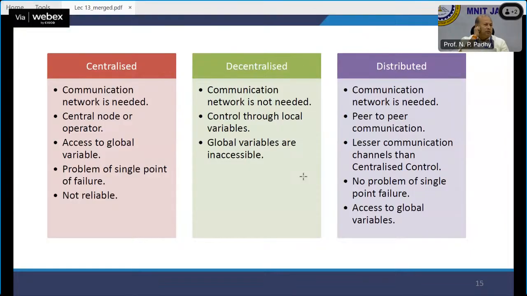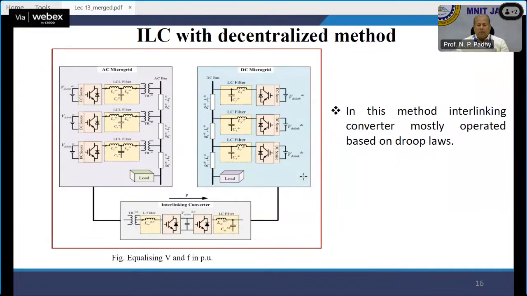Now moving to the distributed one: a communication network is needed, with peer-to-peer communication and fewer communication channels than centralized control. There is no problem of single point of failure, and there is access to global variables. Here we can look into equalizing voltage and frequency in per unit between two buses, okay, the AC bus and DC bus. So, the interlinking converter with the decentralized method.